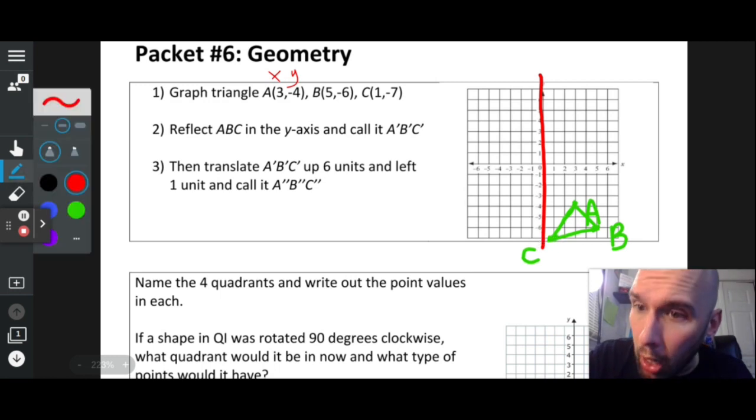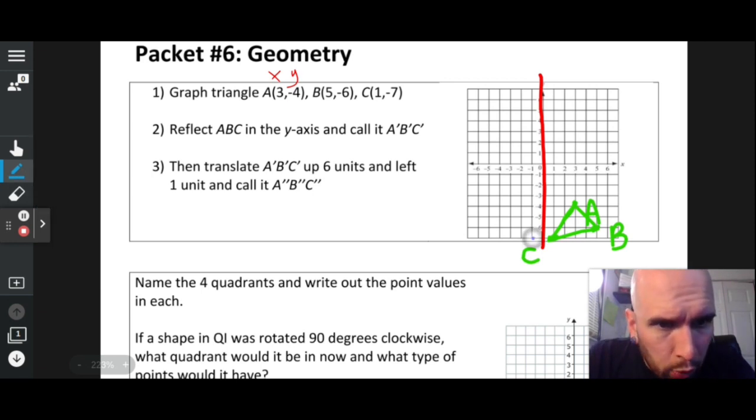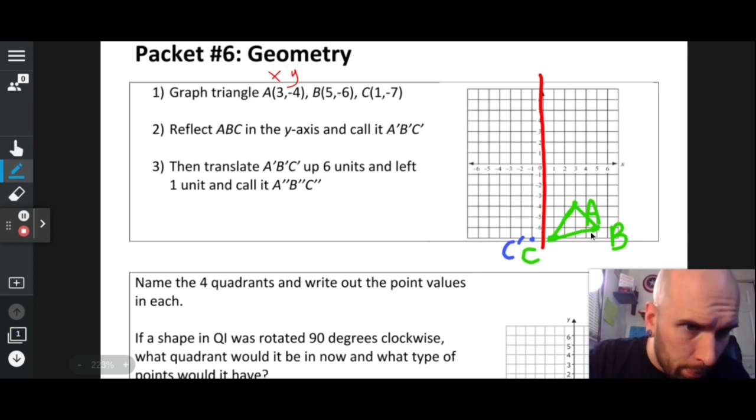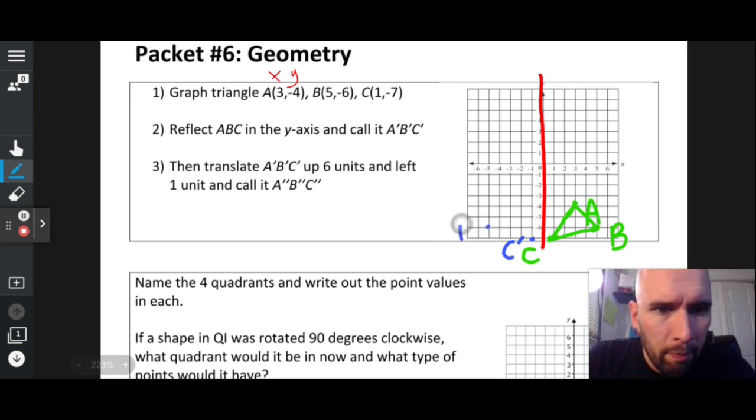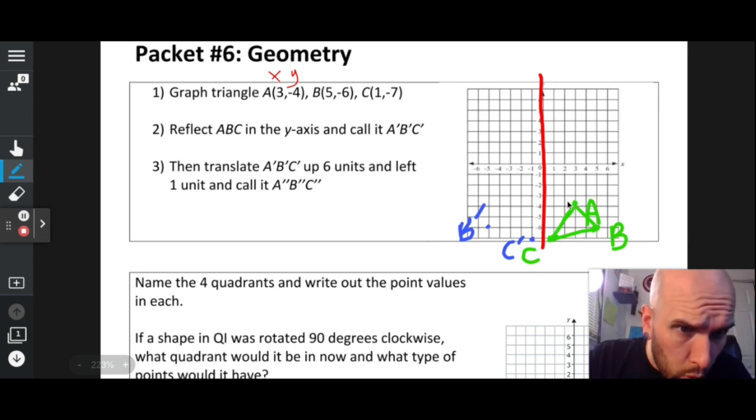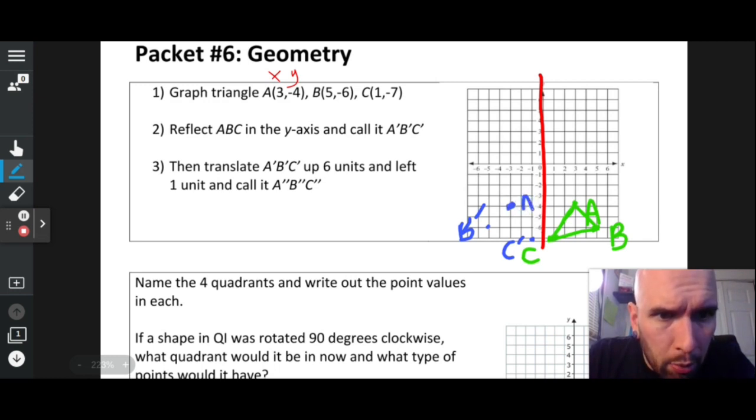So C prime is also going to be 1 unit away from the line. B is 1, 2, 3, 4, 5 units away. So B prime is 1, 2, 3, 4, 5 units away. That's B prime. And A is 1, 2, 3 units away. That's A prime.